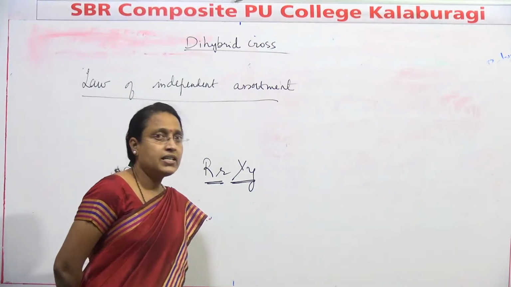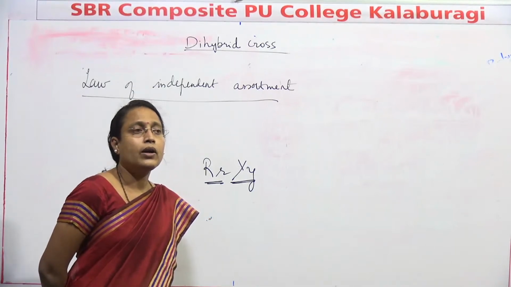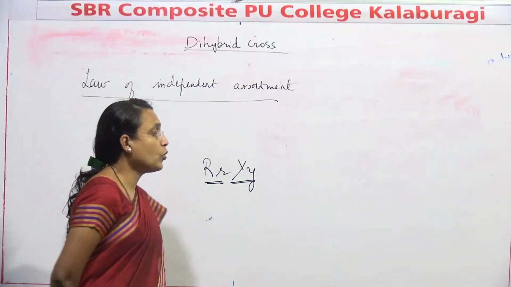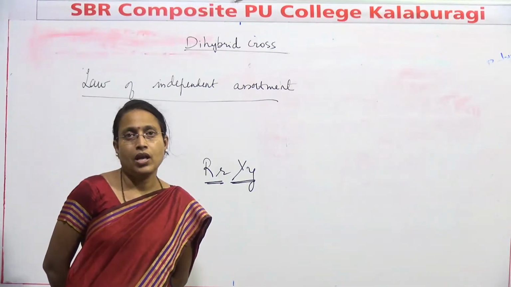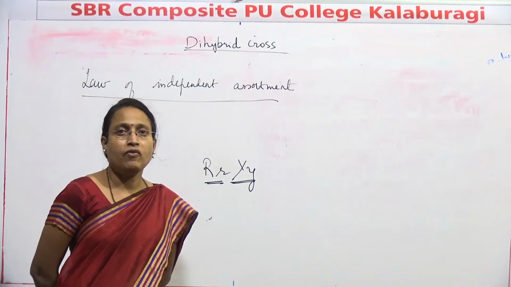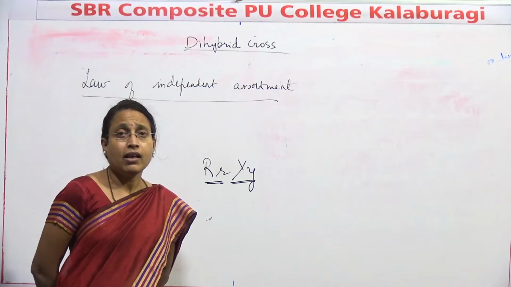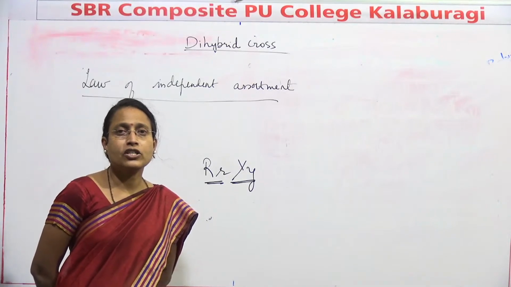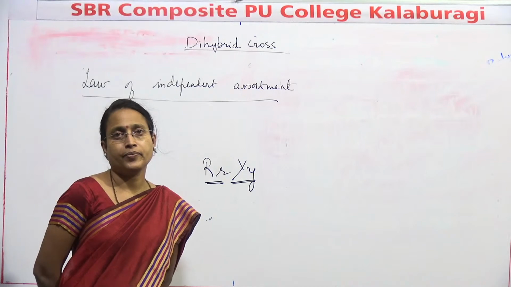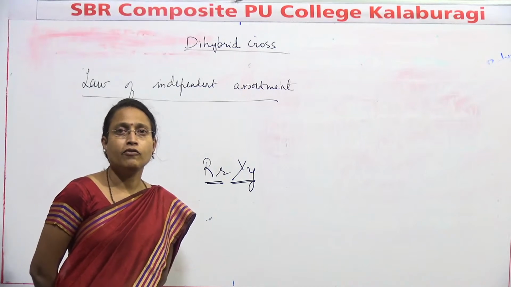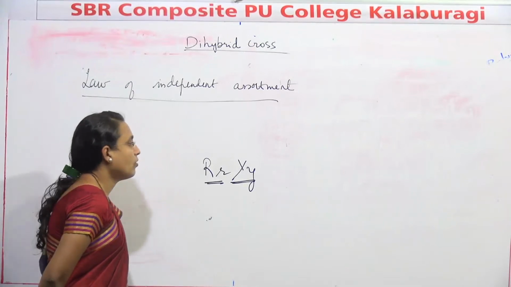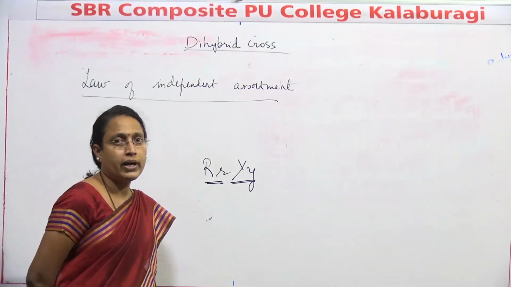So the final statement: when two pairs of traits come together in the F1 hybrid, then segregation of one pair is independent of segregation of another pair during the formation of gametes. That itself is the statement of independent assortment.